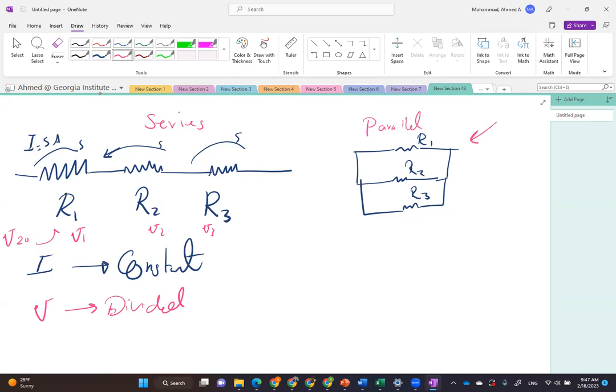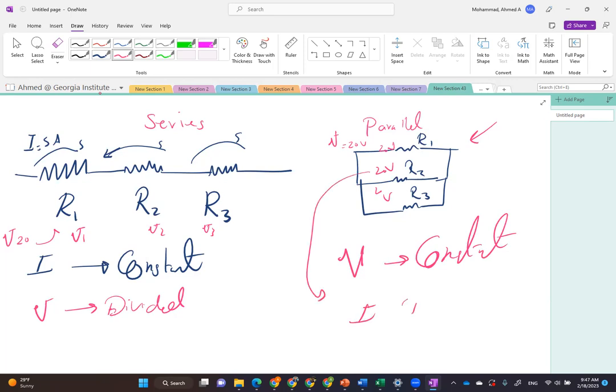In the parallel connection, it's the opposite. If you have a potential difference of 20 volts, V here is going to be 20, 20, 20. So the potential difference V is going to be constant, and the current is going to be divided.